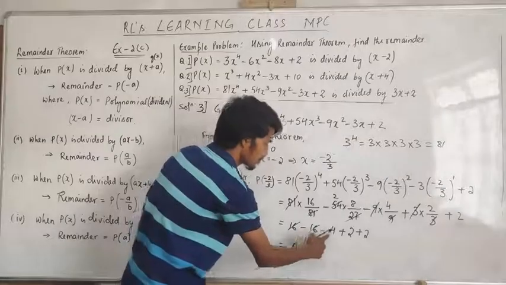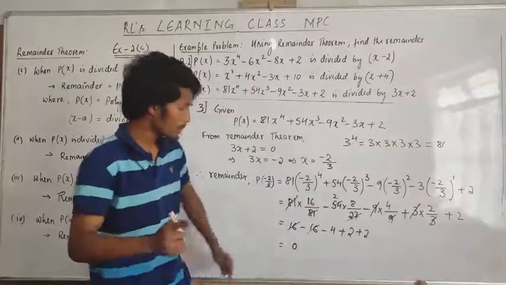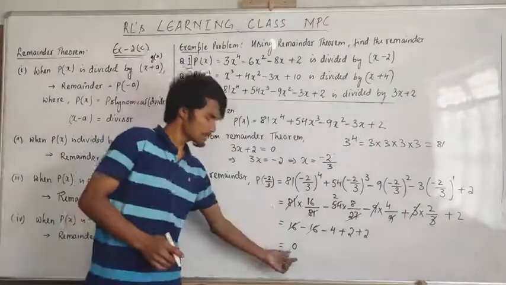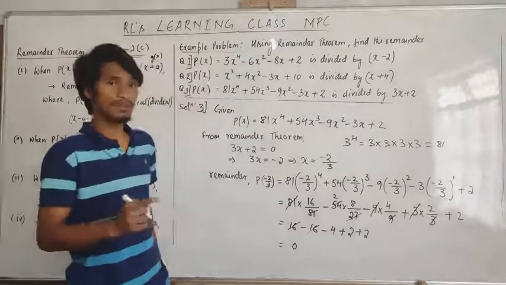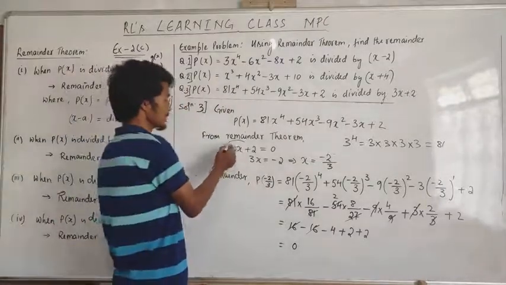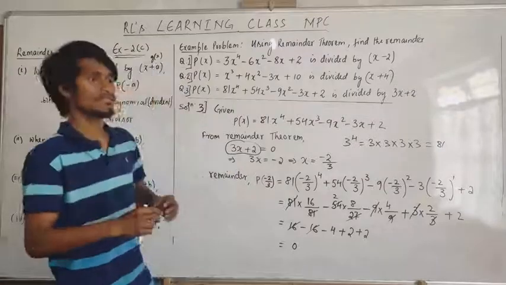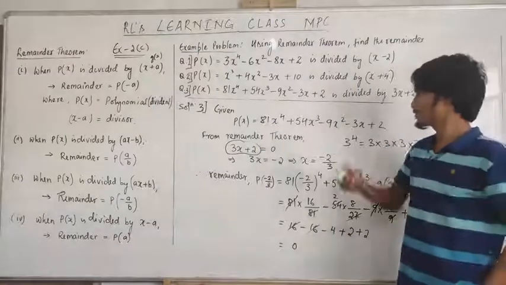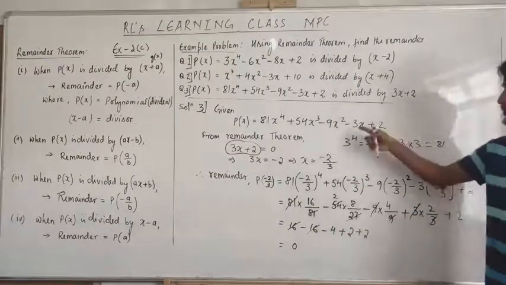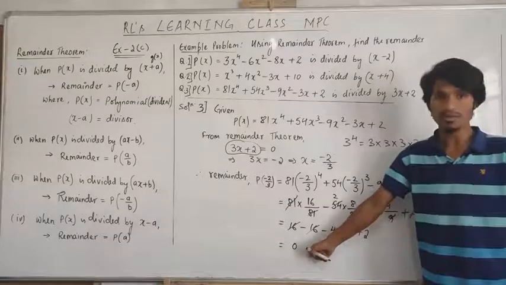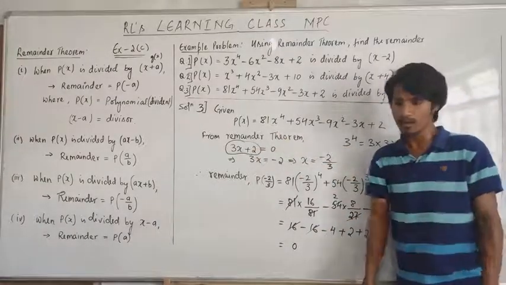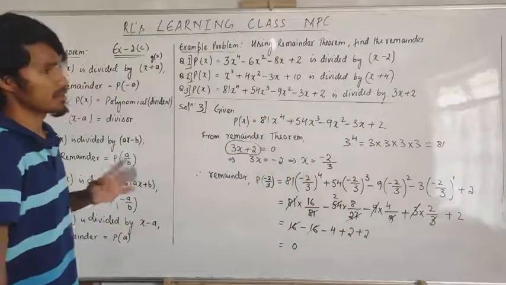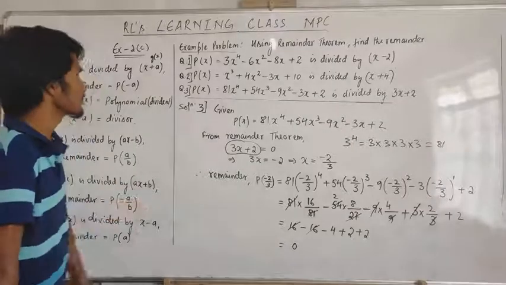Okay, here it will be 0. Then here 2 plus 2 is 4. Then 4 minus 4 is 0. What's the remainder here? The remainder here will be 0. And if the remainder is 0, it means this 3x plus 2 is a factor of 81x to the power 4 plus 54x cubed minus 9x squared minus 3x plus 2. If the remainder is equal to 0, then this is a factor of it. Okay, now this part is the end of exercise 2C. By using the remainder theorem, the rest of the questions you do by yourself.